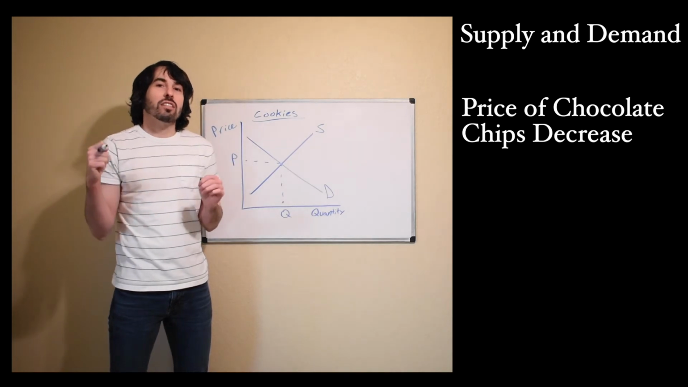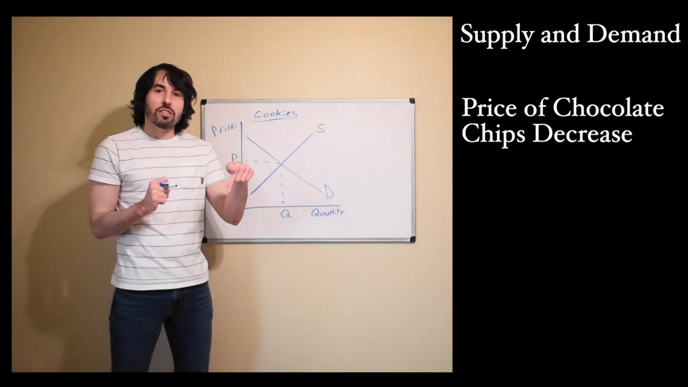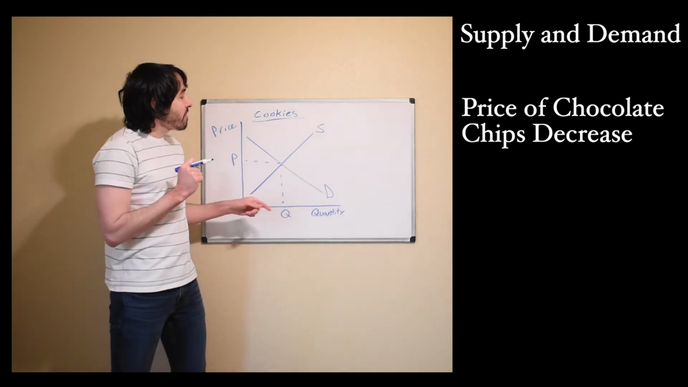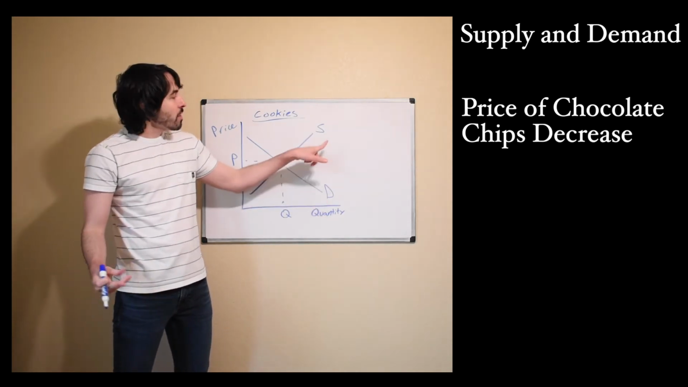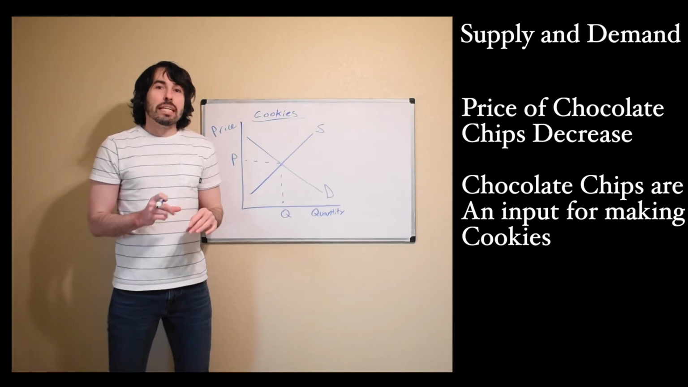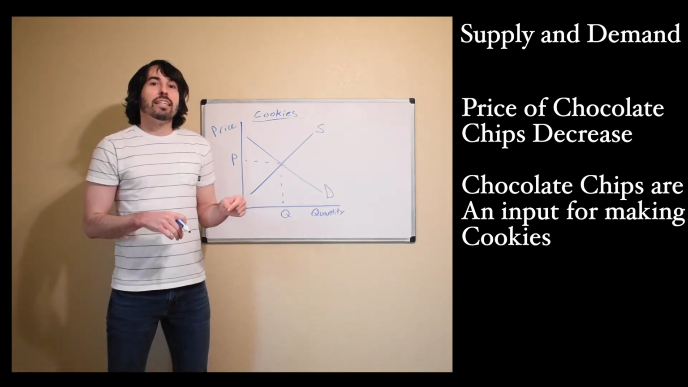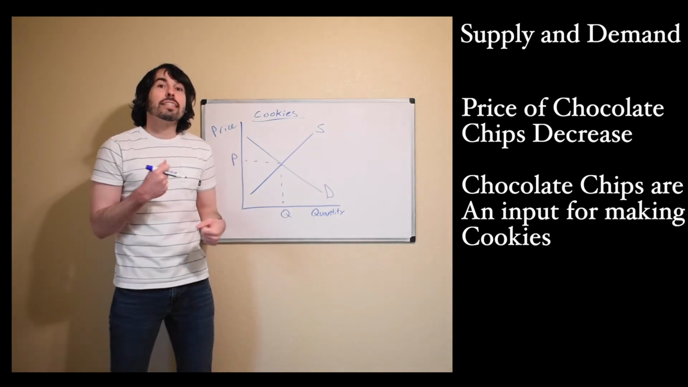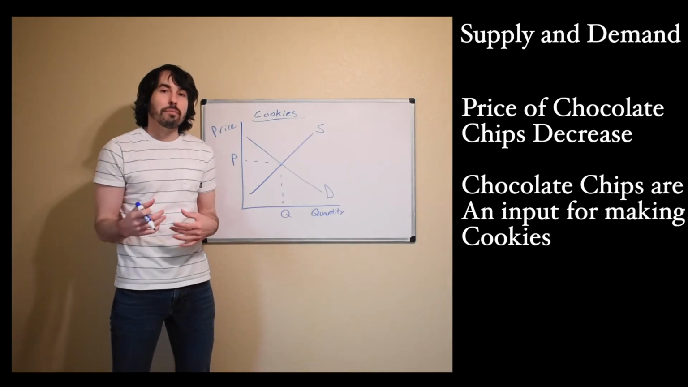If the price of chocolate chips were to decrease and chocolate chips became cheaper, would that affect the amount of cookies that we want to purchase, or would that make it easier or harder to produce cookies? Chocolate chips are an input in the production of cookies, and so if chocolate chips are now cheaper, it's going to be easier to make more cookies for the same amount of money.